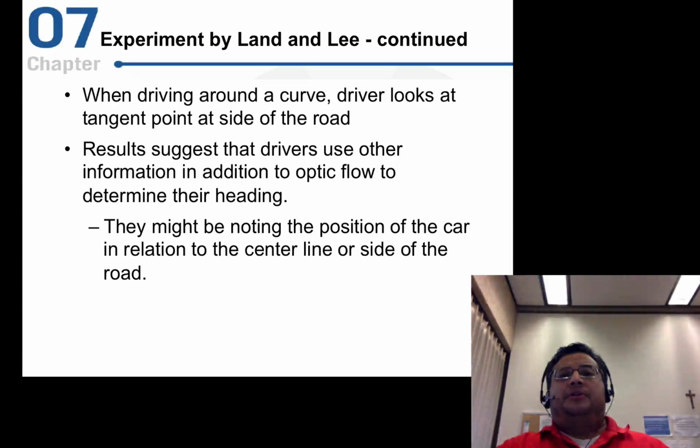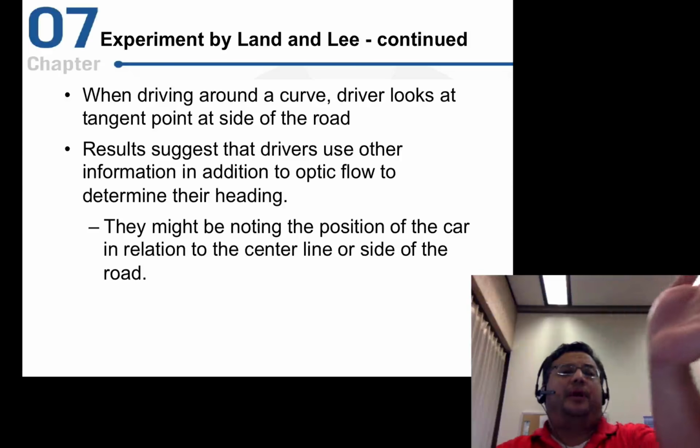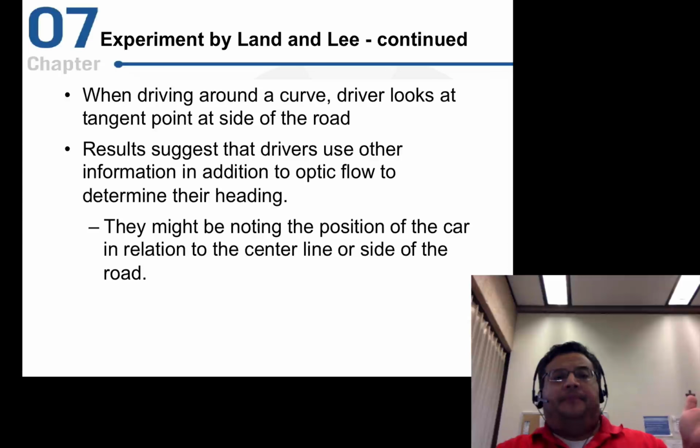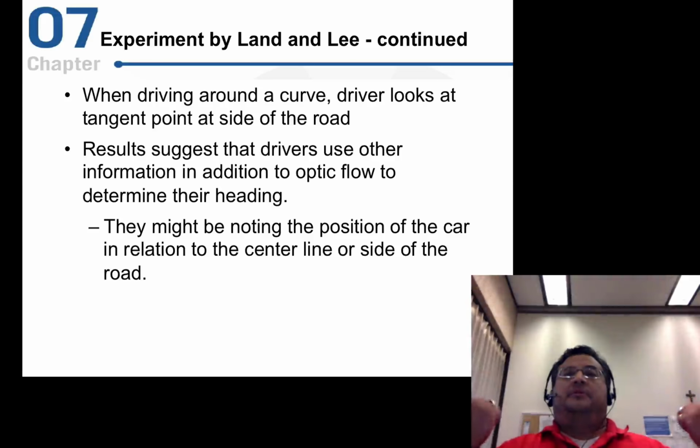When we are negotiating a curve, we are not looking straight ahead. We're actually looking at a point. We're actually looking at the curve at a tangent point right on the side of the road to determine how far away we are from the curve. So when they put all these data together, it indicated that we don't just use optic flow when we're driving. We also use the position of the car relative to certain fixed landmarks.